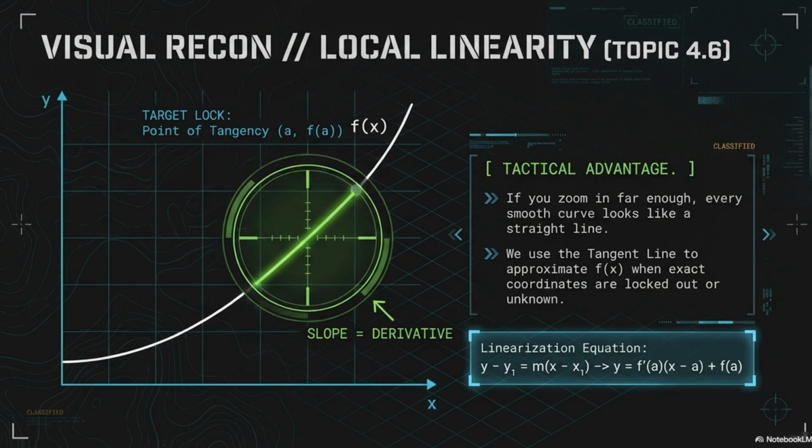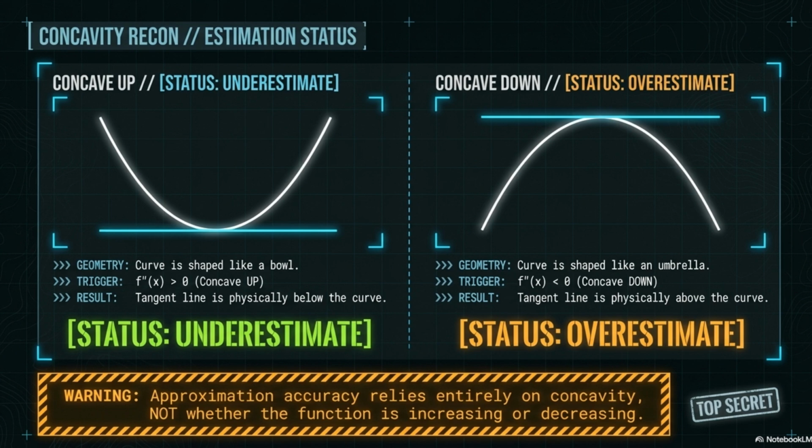Moving to topic 4.6, visual recon for local linearity. Here is our tactical advantage. If you zoom in far enough, every smooth curve looks like a straight line. We weaponize the tangent line equation to approximate our function, f of x, when exact coordinates are locked out or unknown. Your estimation status relies heavily on concavity recon.